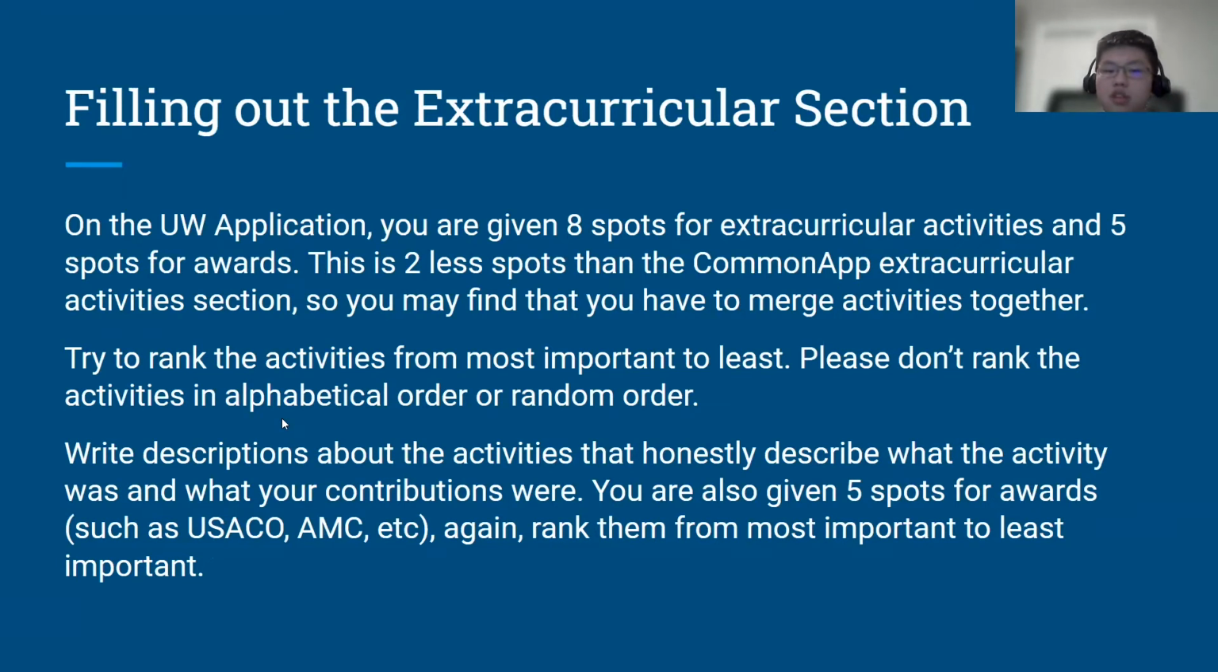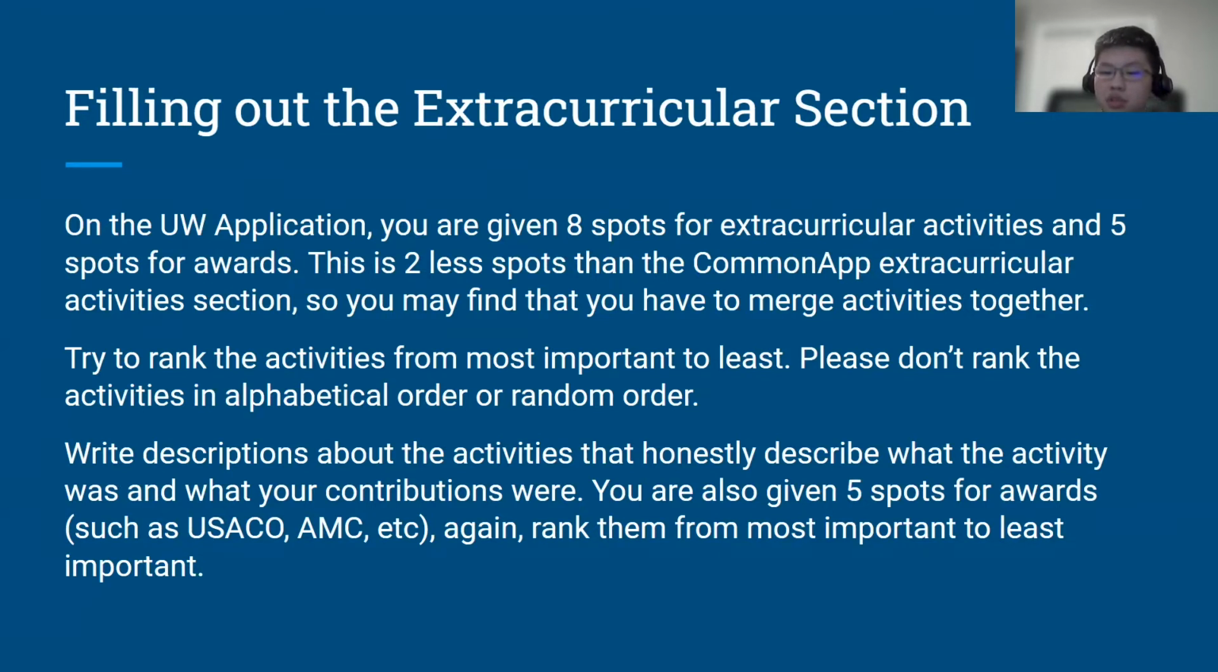So on the UW Coalition application, you get 8 spots for extracurricular activities. The important thing to know is this is 2 fewer spots than Common App. On Common App, you get 10 spots to put your extracurricular activities. On Coalition, you get 8. So you might find that you have to merge a few activities together, but honestly, this isn't too much of a challenge.